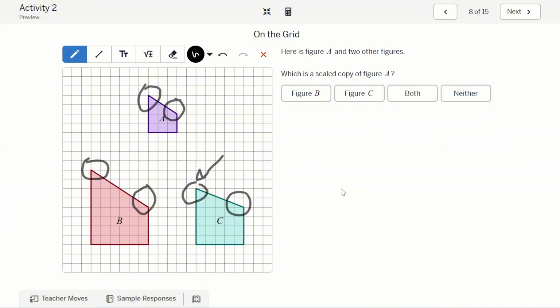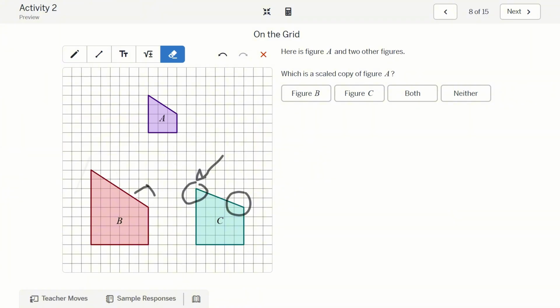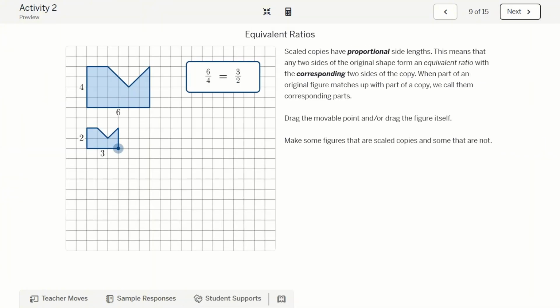So the correct answer was figure B. Again, we've got to look at every little thing. And then you guys are going to notice one other thing that you probably didn't catch. When we deal with scaling, we need to deal with a certain thing.